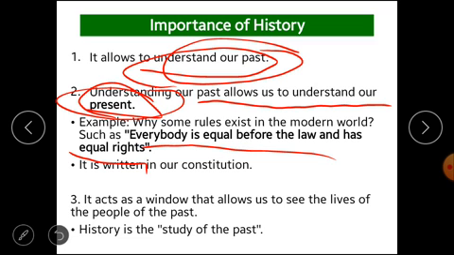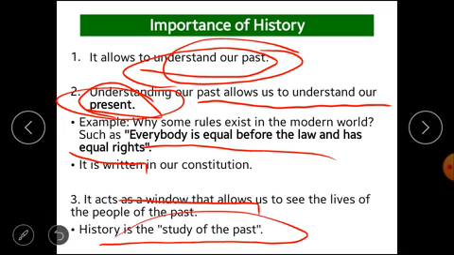Third, it acts as a window, which means it allows us to look or know about the lives of the people back then, the people of the past. How did they live? What materials and objects did they use? Their lifestyle, etc. So all of these statements justify that history is the study of the past, and how important it is for us.